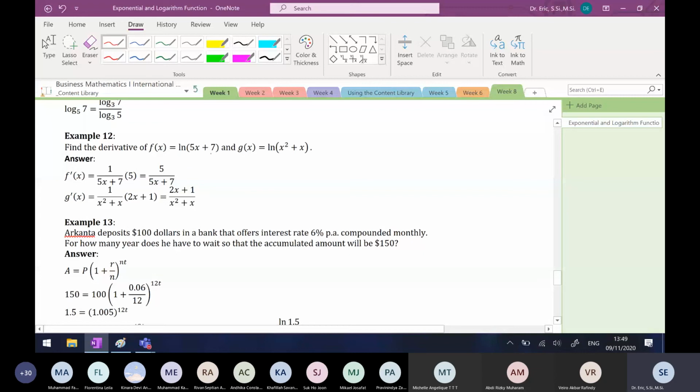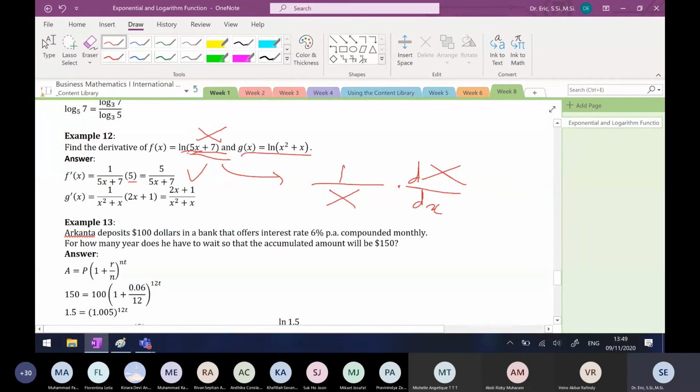I can look at this as capital X. So the derivative is given by 1 over capital X. Don't forget the chain rule. So this is just 1 divided by 5x plus 7, times the derivative of 5x plus 7 with respect to x, which is 5. So I have this one.